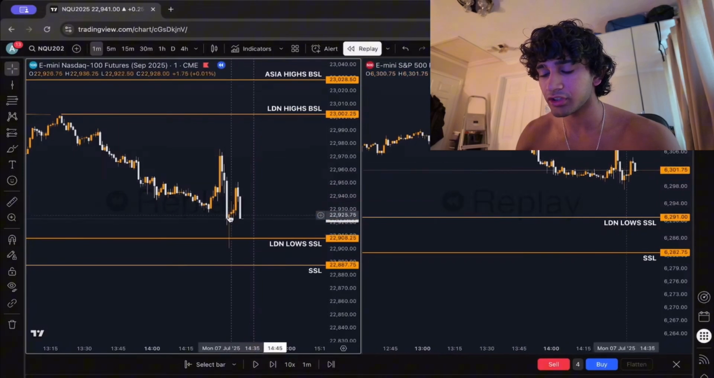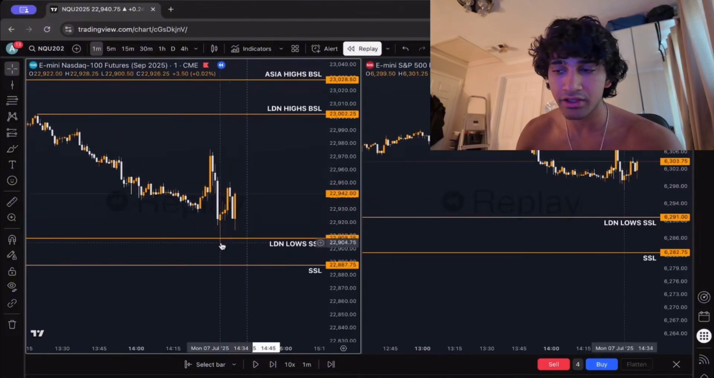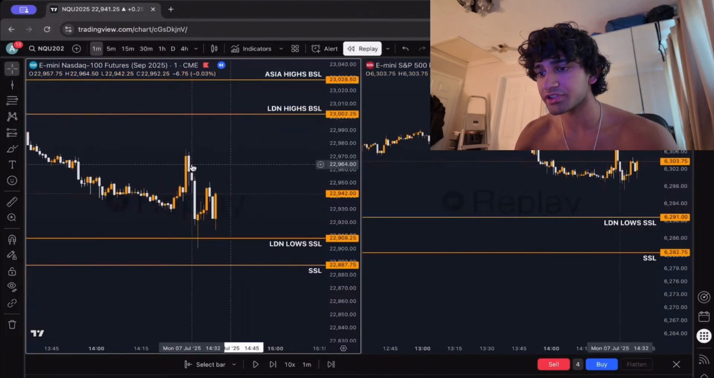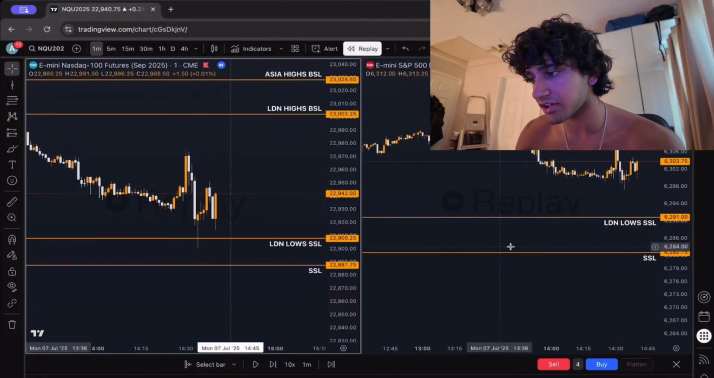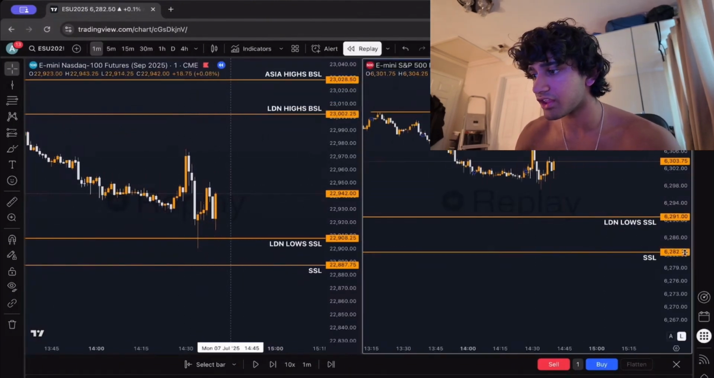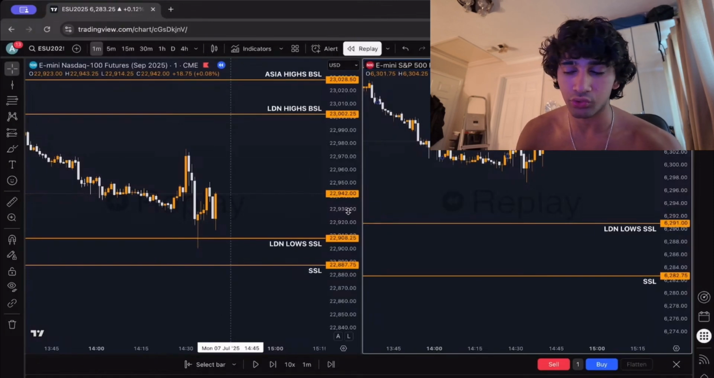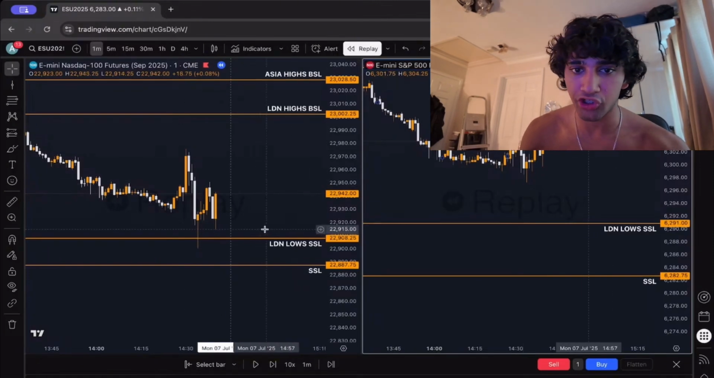So just like that, the London lows draw has been met. So this SMT becomes irrelevant. Now, what also we can see is that London lows got taken on Nasdaq and hasn't been taken on ES. Therefore, we have a bullish SMT. So following my overall bias of the 4 hour, the 1 hour, and the daily time frame, which is neutral, I'm going to be looking for a more bullish bias.